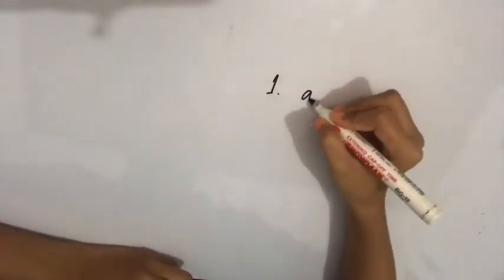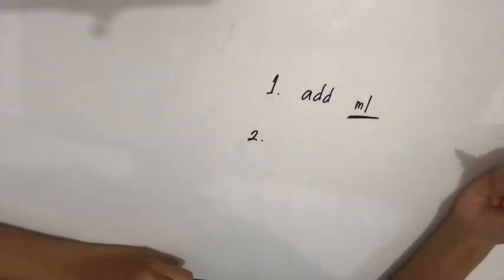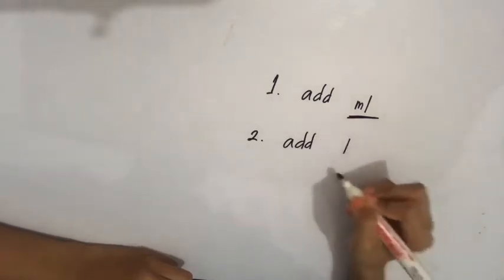In this lesson, we are going to learn how to do addition, subtraction, multiplication, and division of capacities. Let's start with the addition first. In adding the capacities, we need to follow two steps, so you have to remember these two steps. The first step is to add the milliliters.